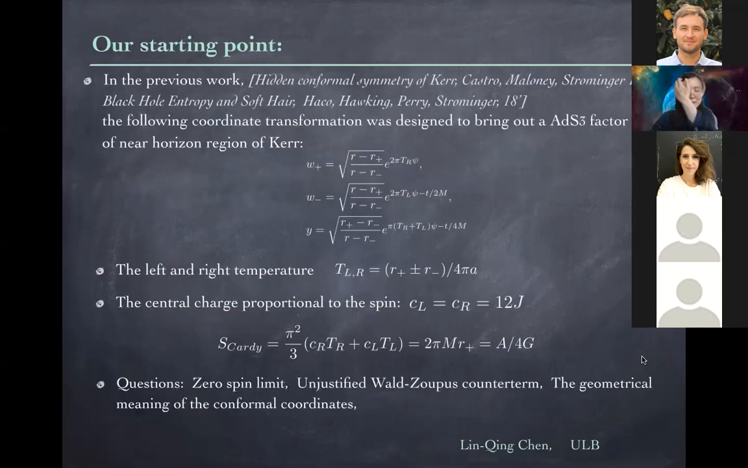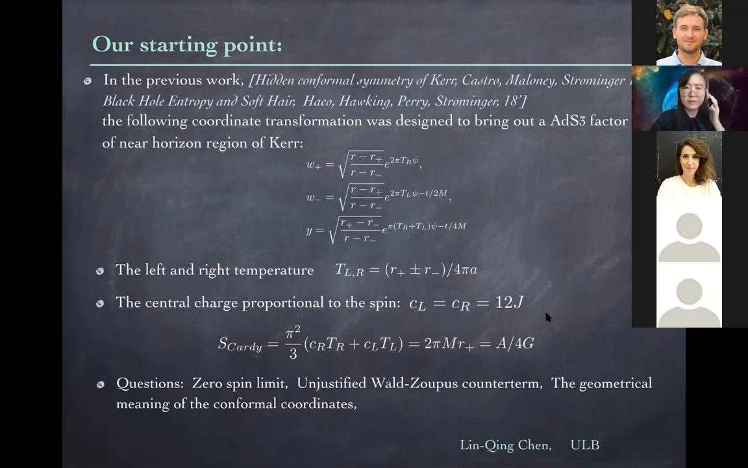The starting point of our work at that time, in the PSI winter school exactly a year ago, was the paper from 2018 by Haco, Hawking, Perry, and Strominger on the microstate counting of the Kerr black hole. They designed the following coordinate transformation to bring out the AdS3 factor of the near horizon region of Kerr. This transformation was already designed in the hidden conformal symmetry paper. They have the left and right CFT temperatures, which are inversely proportional to the spin, and the central charge proportional to the spin of the black hole.